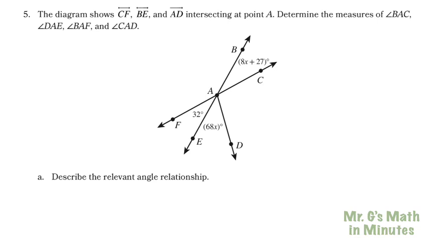This last problem we have here is from lesson 9. We're looking at this diagram. It tells us that we have three different lines, CF, VE, AD, all making point A. And they want us to find all of those missing angles, 4 different angles. So let's go ahead and get to work.